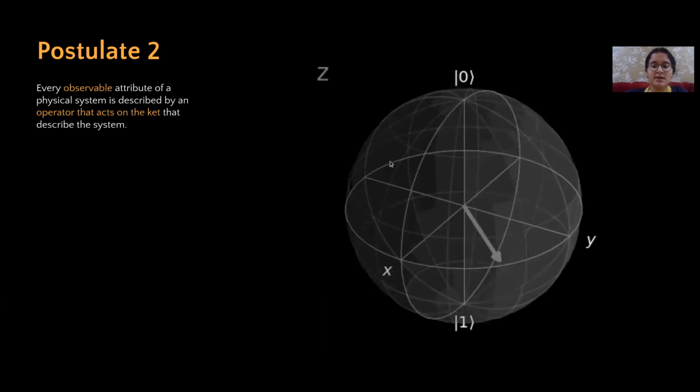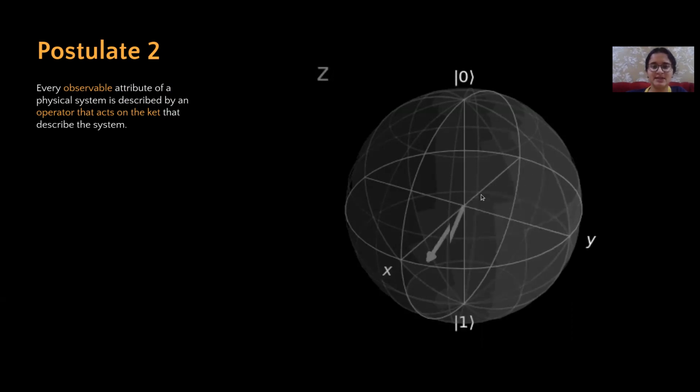Postulate 2 tells us that we can transform any given qubit state into any other state by applying a particular operator on it. In this animation, the operator applied is the Z operator, which means that there will be a 180-degree rotation about the Z axis. This is the Z axis, the vertical axis, and a 180-degree rotation about it takes us from a positive direction of X to a negative direction of X in our qubit state.